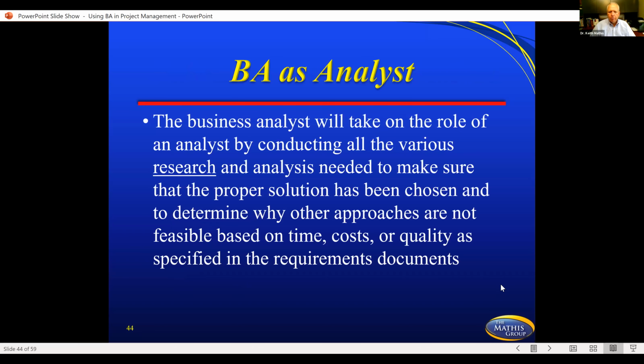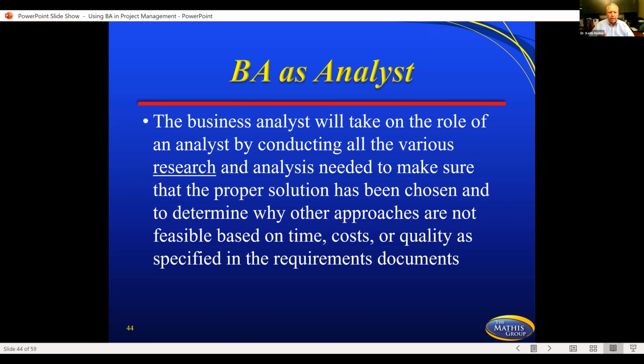So the BA is an analyst, actually doing the analysis themselves. They will take on the role of an analyst by conducting all the various research and analysis needed to make sure that the proper solution has been chosen, and to determine why other approaches are not feasible based on time, cost, or quality as specified in the requirement documents.